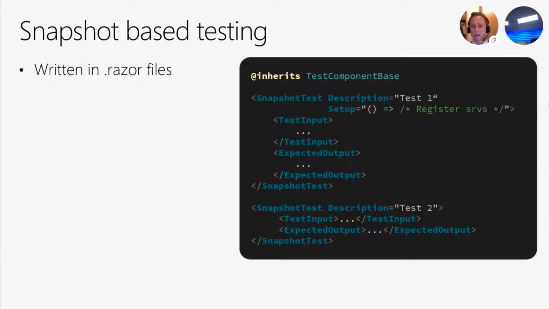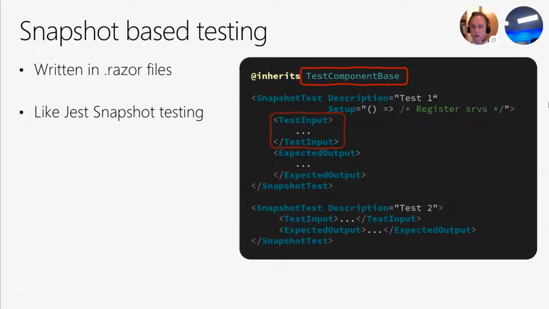The third style available to us is what I call snapshot testing. Like with the Razor-based tests, snapshot tests are written in Razor files, and you are also required to inherit from the test component base type in this style. Those of you familiar with the Jest JavaScript testing framework will probably see some similarities to this. A snapshot test basically consists of two parts, a test input and an expected output. When the test runs, it'll automatically compare the rendered results of both using a semantic HTML comparison.